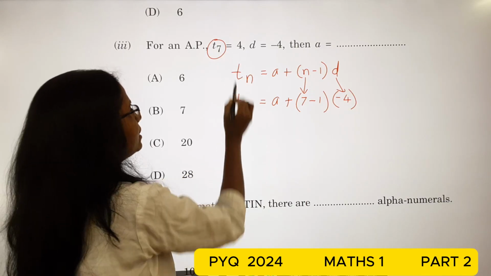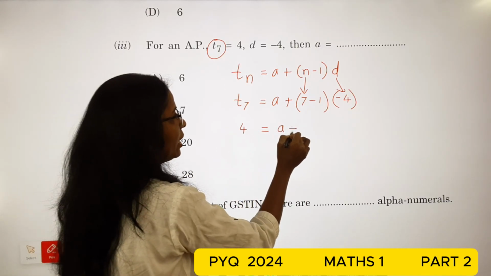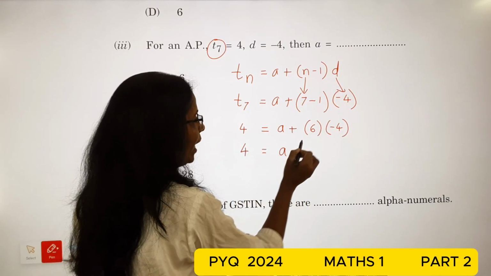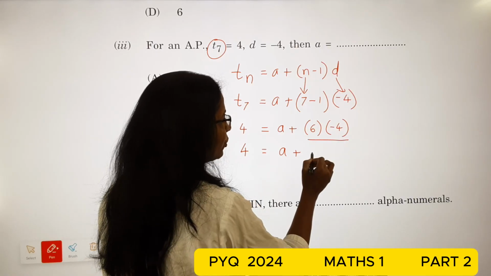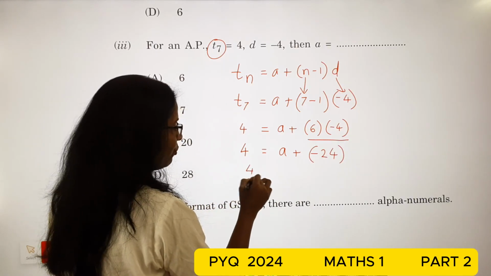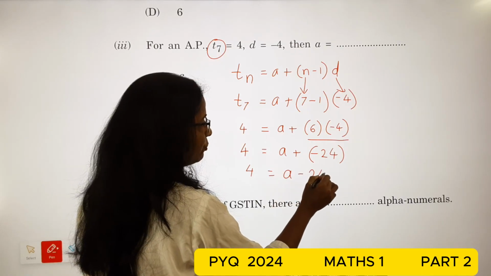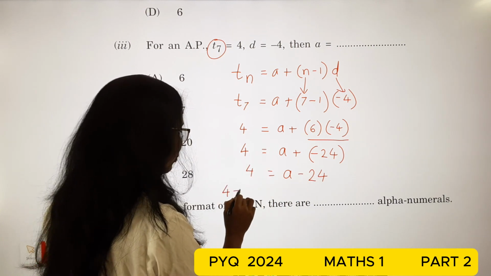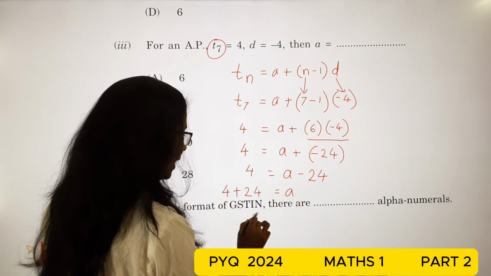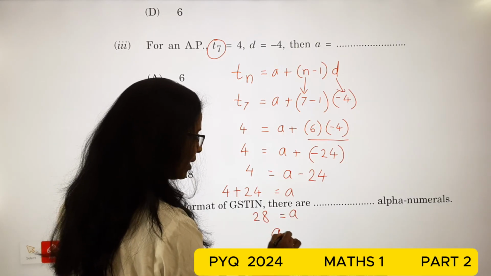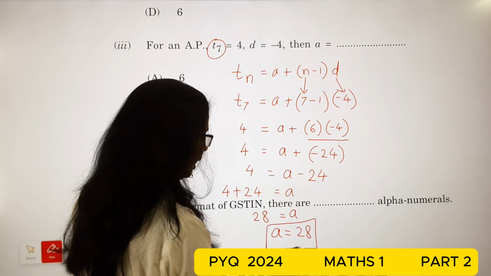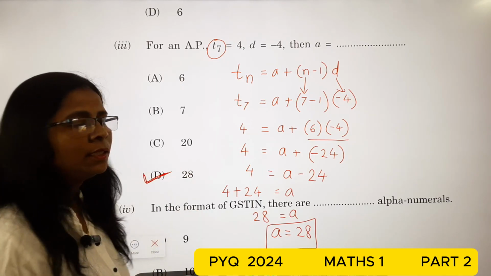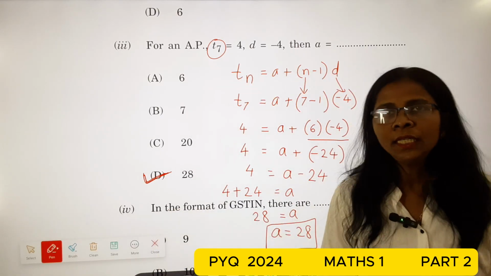So T7 is equal to 4. Here A plus (7 minus 1), 6, and 6 multiplied by minus 4. So 4 is equal to A plus 6 multiplied by minus 4, that means minus 24. So 4 is equal to A minus 24. So here 4 plus 24 is equal to A, that means 28 is equal to A. So students, A is equal to 28. So now here the correct option is 28. That is, the correct option is D, 28 students.